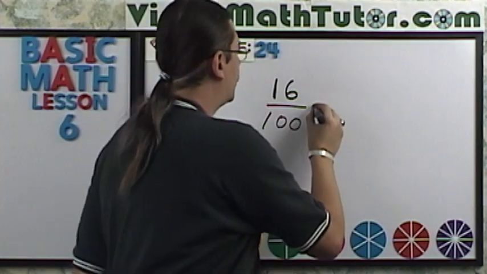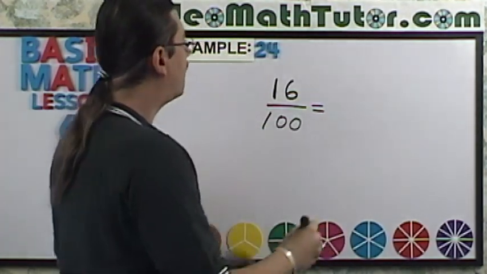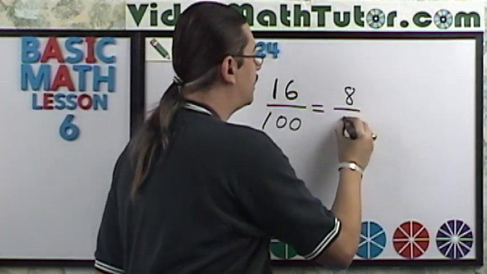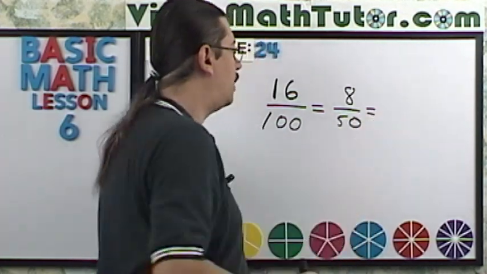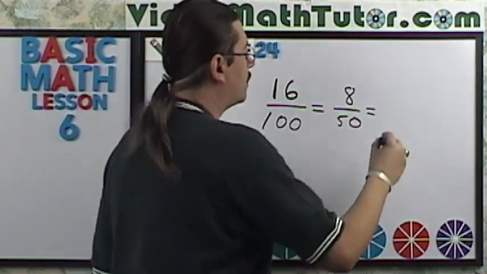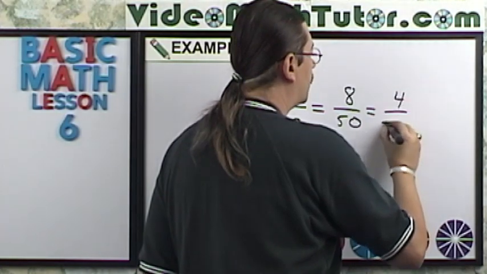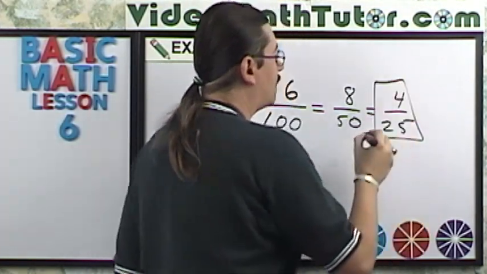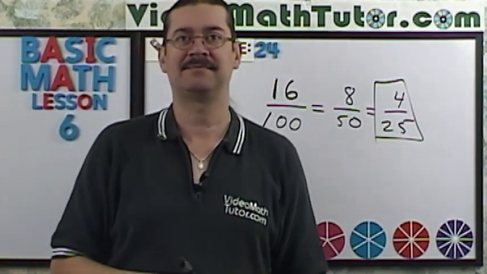reducing this. Well, I can cut everything in half, so it's going to be 8/50ths, and we can cut this in half again. So I'm going to get 4/25ths. And that's going to be my final answer.